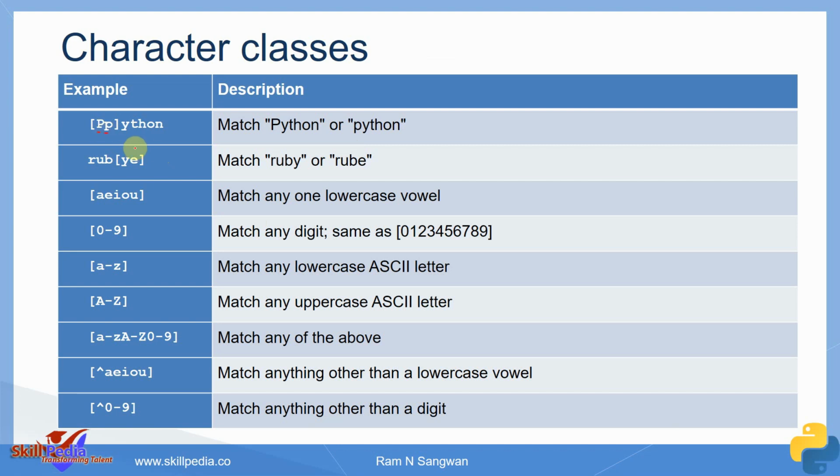Uppercase P, small p in square brackets, then YTHON, so it will match Python and python. That means uppercase P or small p. Rub, then y or e in square brackets, means Ruby or Rube. a-e-i-o-u matches any lowercase vowel. 0 to 9, any digit. A to Z, any ASCII letter. Uppercase A to Z, any uppercase letter. A to Z, 0 to 9, alphanumeric: alphabets, uppercase, lowercase and digits. Not vowel, because of negation. Not 0 to 9, no digit, anything other than a digit.